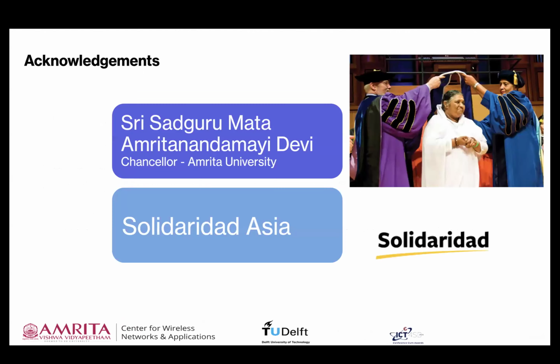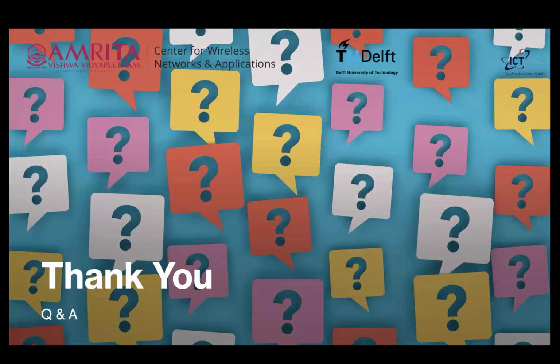We would like to acknowledge our Chancellor, Sri Sadhguru Mata Amritanandamayi Devi, who is also a humanitarian and spiritual master. She has adopted 100 villages across India and is trying to make them self-reliant. One of the thematic areas, agriculture, inspired us to take up this project along with Solidaridad and TU Delft. And Solidaridad is our partner in deploying this app in rural Maharashtra. That's it. With that I conclude.